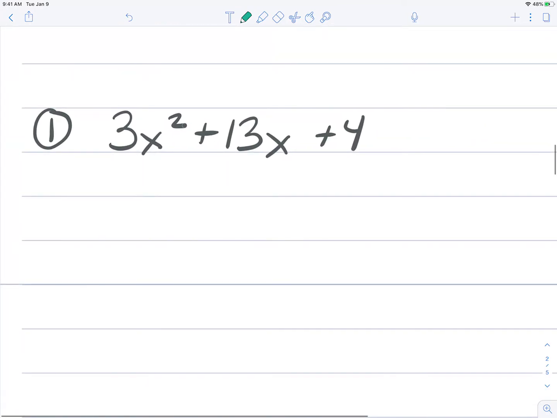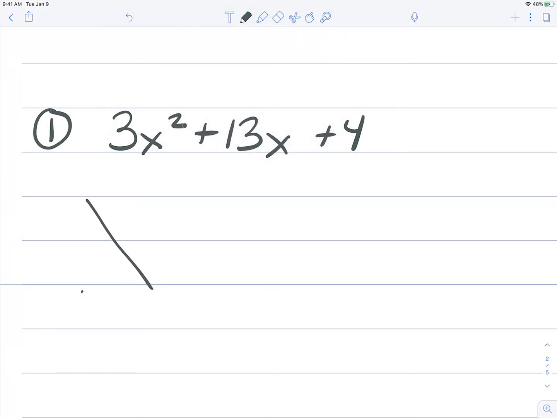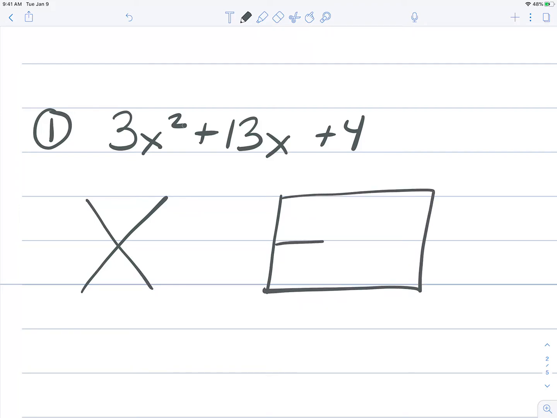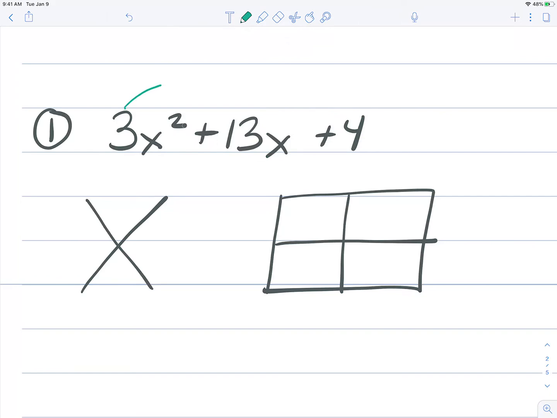So this first problem here, we have 3x squared plus 13x plus 4. So this is a trinomial, and a does not equal 1. A is a 3. So we're going to need a diamond, and we're going to need a box. So for the top of our diamond, we're going to go 3 times 4, which is 12. And for the bottom of our diamond, it's just a 13.